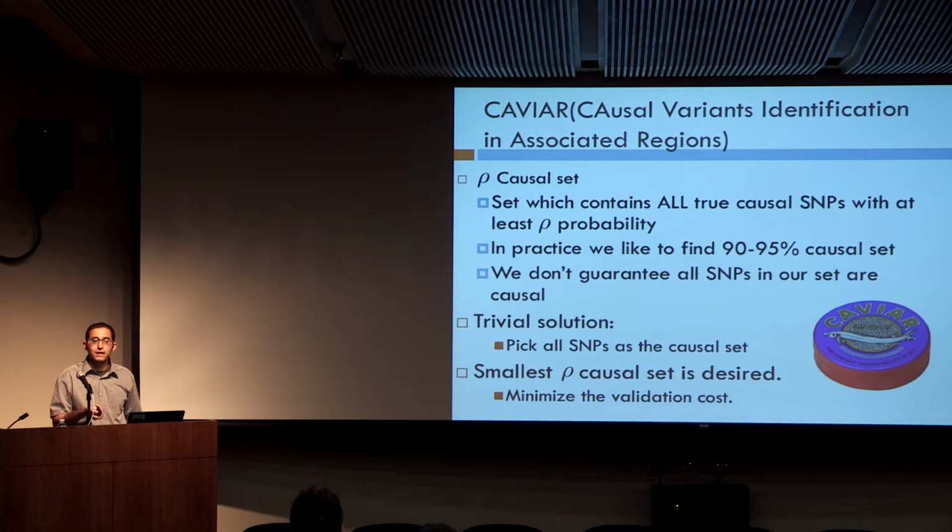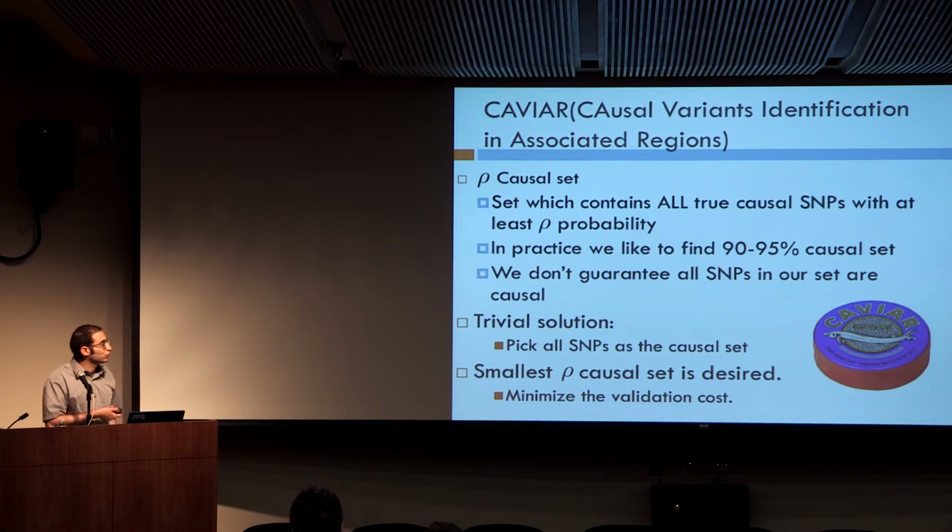A rho causal set is a set that can capture all the causal variants in a region with probability at this rho. In practice, you will set this rho to be a very high value, for example 90 or 95%, and you hope that it can capture all the causal variants with probability at least 90 or 95%. I have to mention that this doesn't mean that all the variants in the rho causal set are causal. What it means is that if you validate all the variants in the rho causal set, with probability 90 or 95%, you can capture all of them.